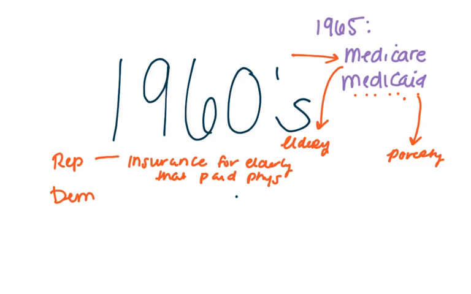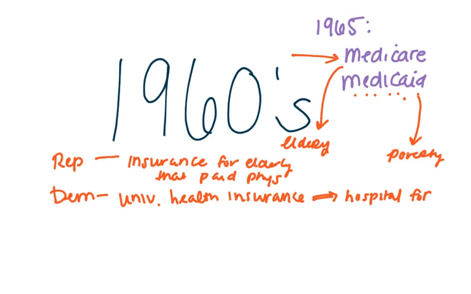The Democrats wanted universal health insurance. That meant they wanted health insurance provided by the government instead of a private party. A health insurance provided by the government, and it would be for everybody. But it would start first with hospital insurance for the elderly. And then as the years went on, the plan was that Medicare would be expanded.